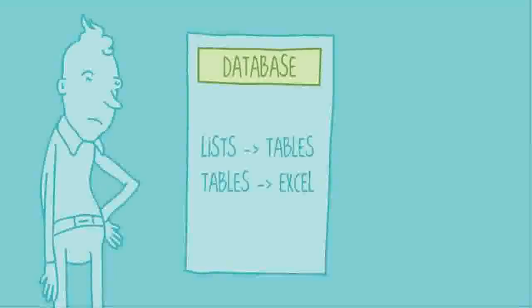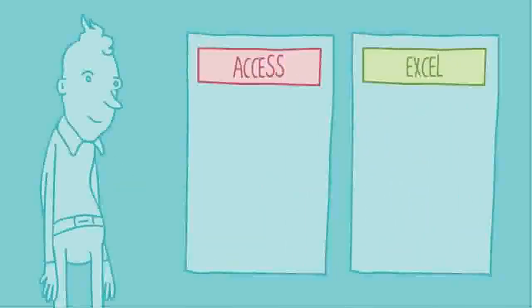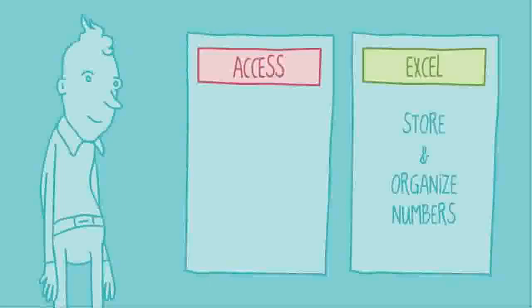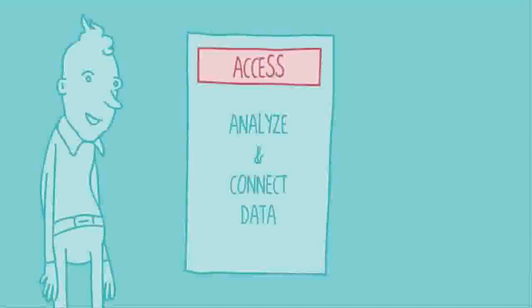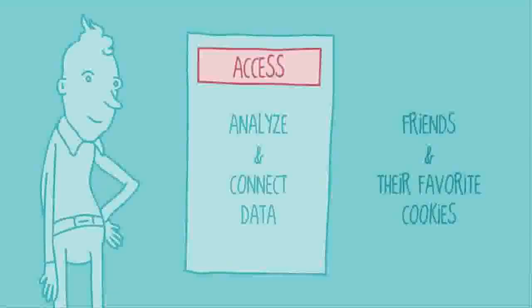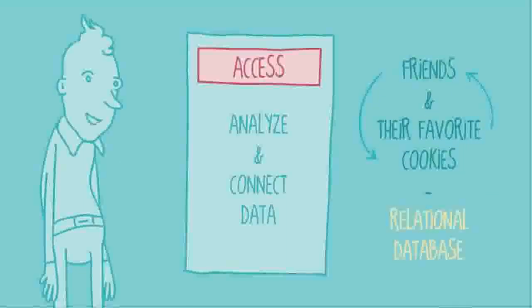So, if a database is essentially a collection of lists stored in tables, and you can build tables in Excel, why Access? Why do you need a database at all? Let's compare. While Excel is great at storing and organizing numbers, Access is better at analyzing and connecting other types of data. For example, names and descriptions, or your friends and their favorite cookies. The databases you'll be working with in Access can actually understand how different lists and their contents relate to one another. We call this a relational database, for its ability to understand relationships, and it's really what sets Access apart.